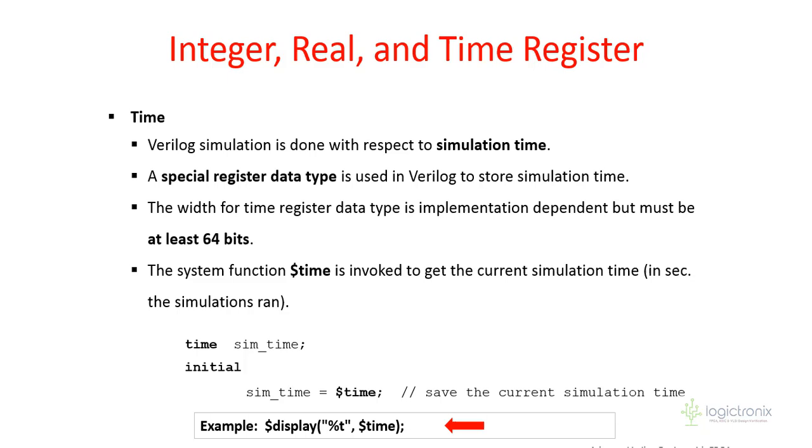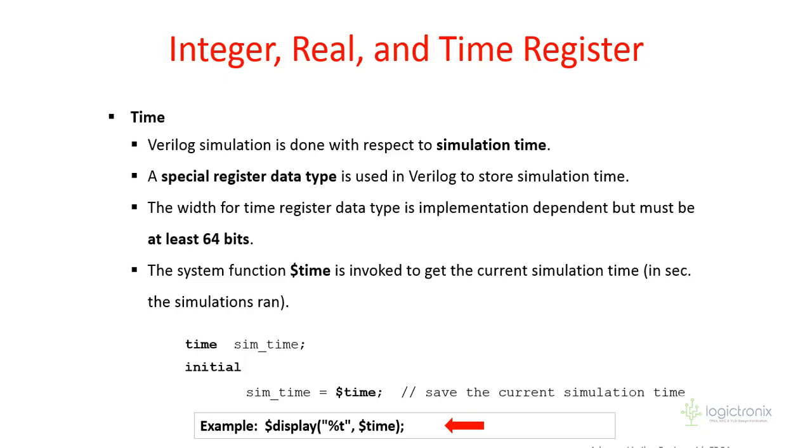Another is time. We will talk about time. So time is like defining the simulation time. So we can have a time type of variable. Time is the keyword, time space variable name, simulation time, SIM time. Initial simulation time is $time. So $time actually takes the specific time, that means the current time. So it gives the current time.